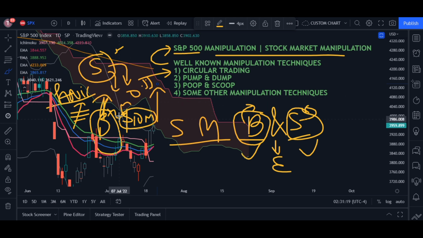When I say that he will wait for some time, this means that you will see a heavy candle, and then the next candle is a very small candle, and then the next candle is again a very small candle, then again a heavy candle. So this is how it works.